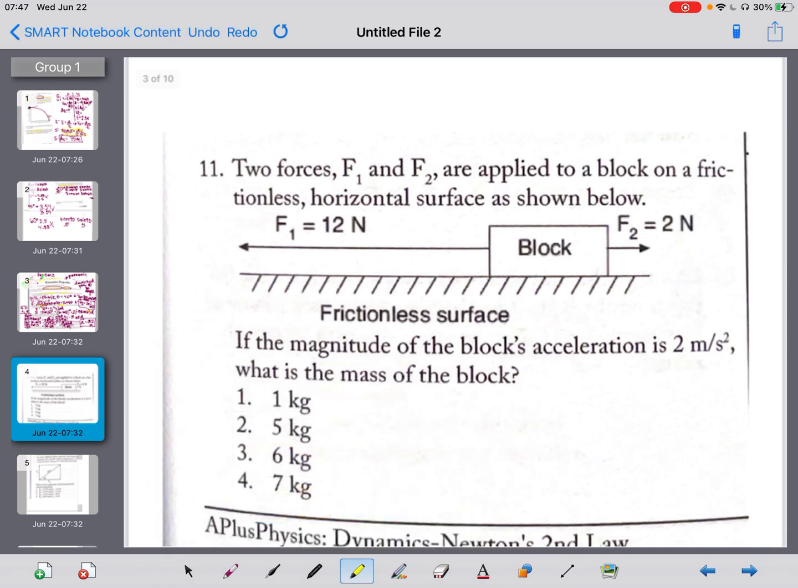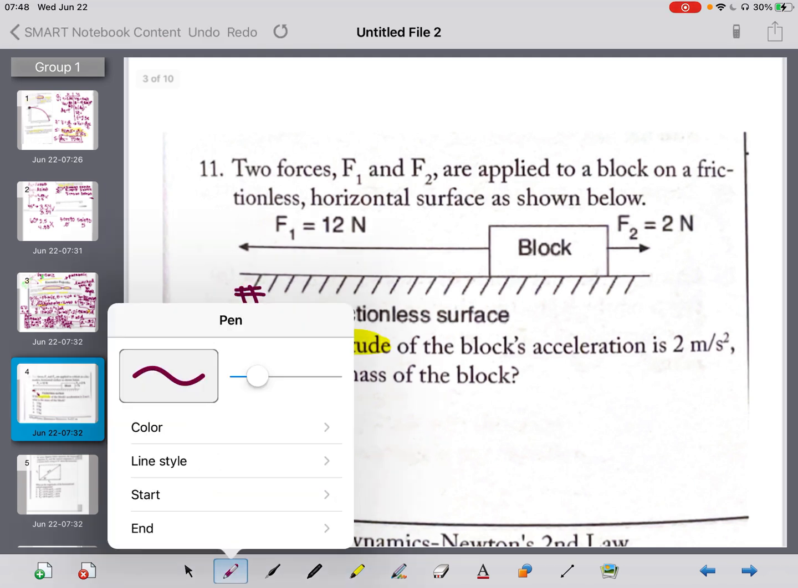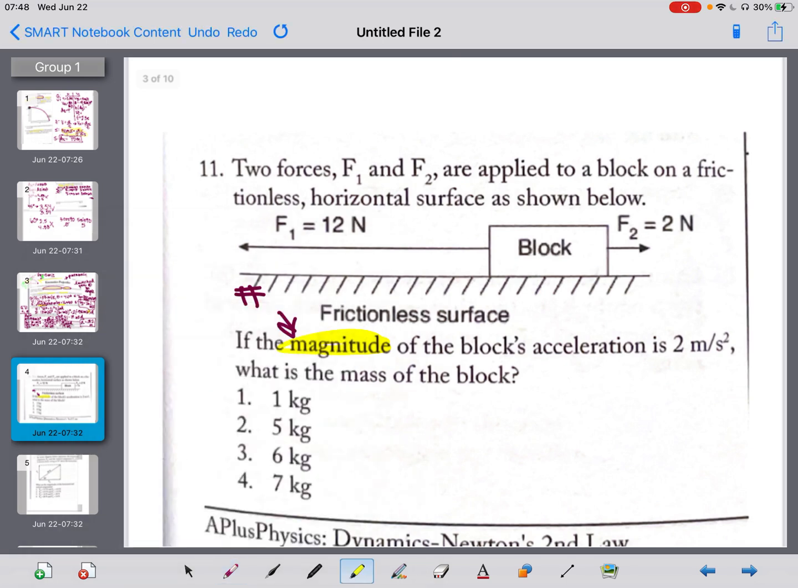The question then says, if the magnitude of the block's acceleration is 2 meters per second squared, what is the mass of the block? Okay, this is like a two-step question right here. It's not so direct. They're saying the magnitude. Magnitude just means a number, so keep that in mind. So they're saying the magnitude of the block's acceleration is 2 meters per second squared, and then they're asking, what's the mass of the block? That's the thing we're looking for, mass.